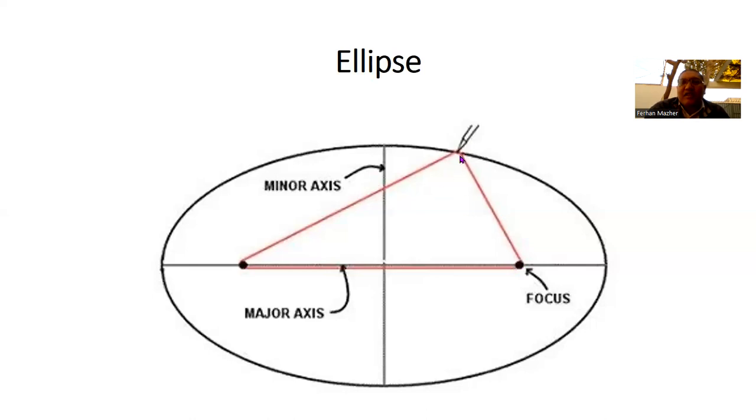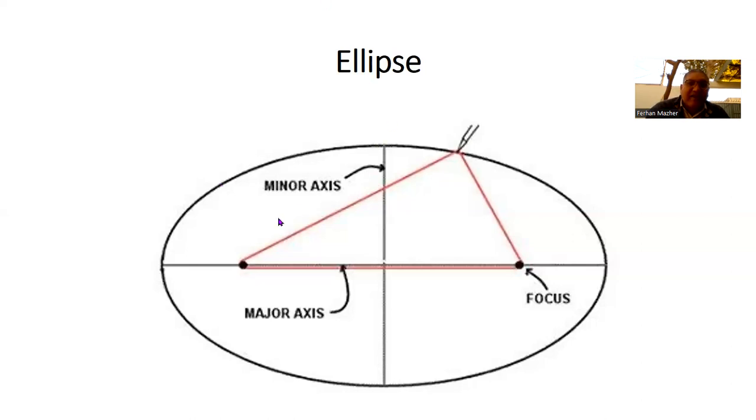Take a pencil and put it in the loop in such a way that, with the help of the pencil, you stretch the loop and draw on the paper. Automatically this oval shape will be formed. This shape is called an ellipse. I hope you understand what I'm saying.